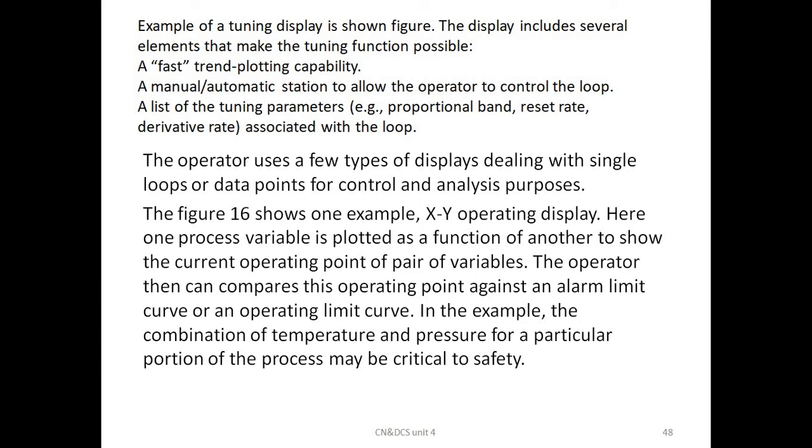In the example, the combination of temperature and pressure for a particular portion of the process may be critical to safety. And an example of tuning display in the figure, the display includes several elements that make the tuning function possible: a fast trend plotting capability, a manual automatic station to allow the operator to control the loop, a list of tuning parameters, for example proportional band, reset rate, derivative rate associated with the loop.